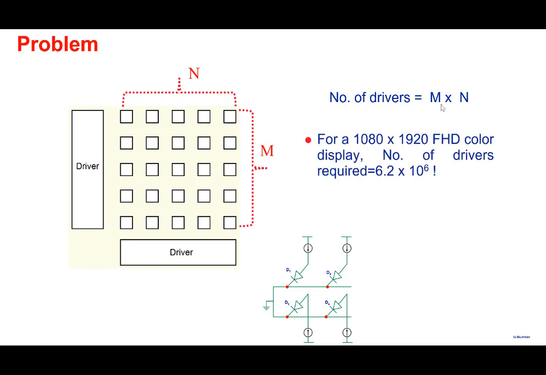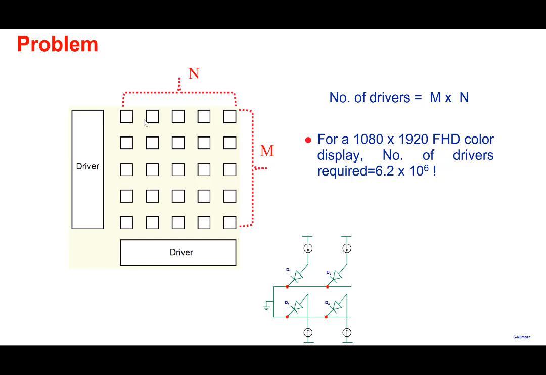So let's look at a display that all of you would like to have on your mobile, a high definition, full HD color display. So there are 1080 rows. So M is 1080, and 1920 is the number of columns. And each one of them is a pixel, and each one of them will consist of a red, green, and blue, right? So the total number of external connections that have to come to the driver, if you multiply 1080 into 1920 multiplied by 3, because in each pixel there are 3 individual LEDs, red, green, and blue.